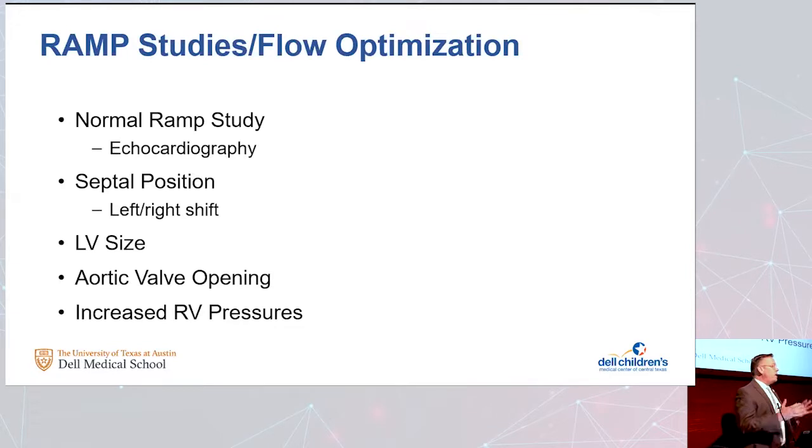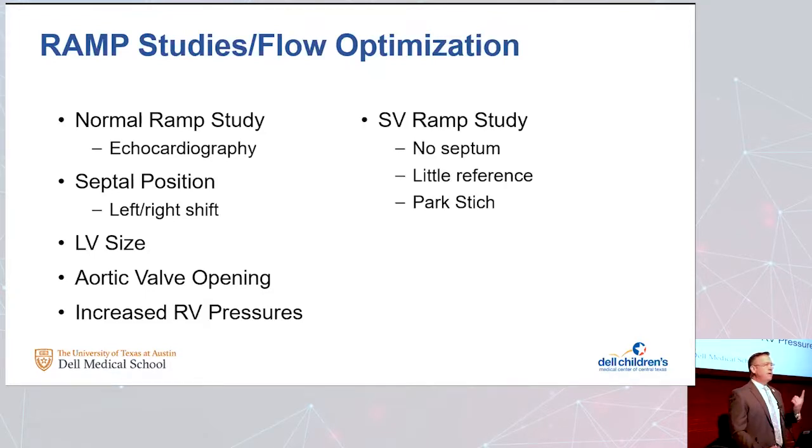So how do you know where you end up being on RPMs and flow in these patients? Typically, especially described in the adult population, you do a RAMP study. You do this using echocardiography. You observe the septum position, moving left or right, depending on the offloading of the LV, LV size, to understand if you're properly offloading. How often is the aortic valve opening, determining the pressures across that aortic valve, and increased RV pressures. If you're not offloading the LV properly, then it backs up into your RV and you're going to have problems with that. Well, guess what? We only have 1 ventricle.